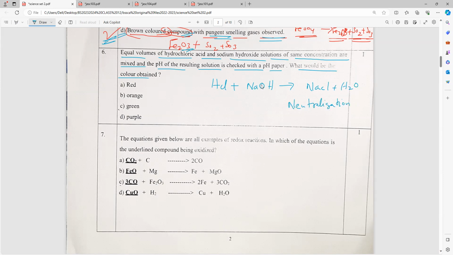It is a reaction of a strong acid and a strong base. So we are going to get a neutral salt. What will happen, everybody? What is the color of this? Neutral, pH value 7. So what is the color? Green color. Green color.